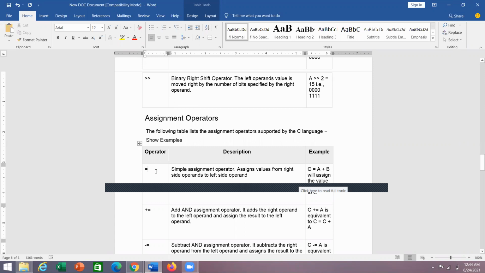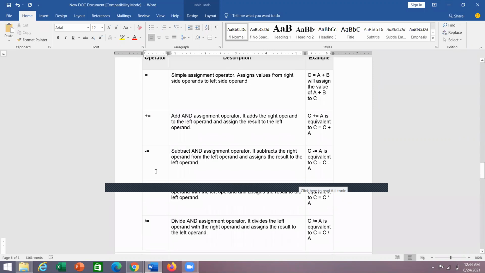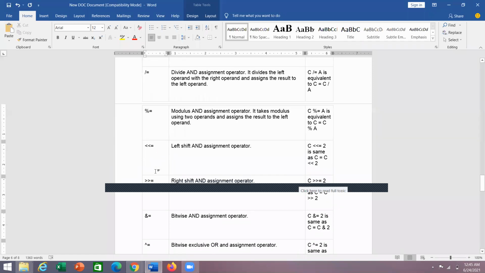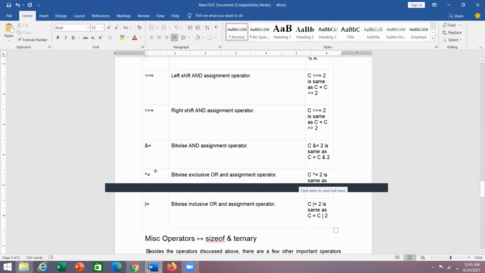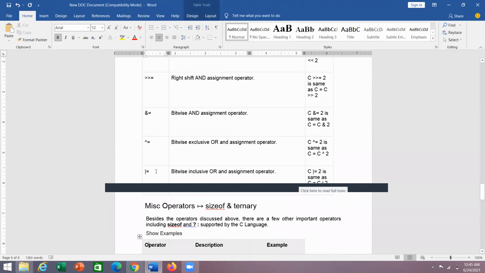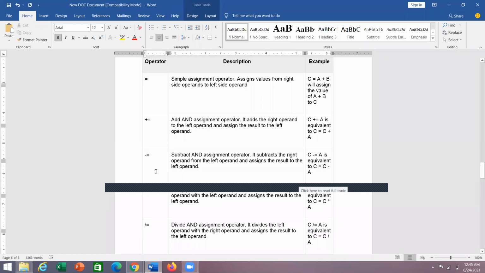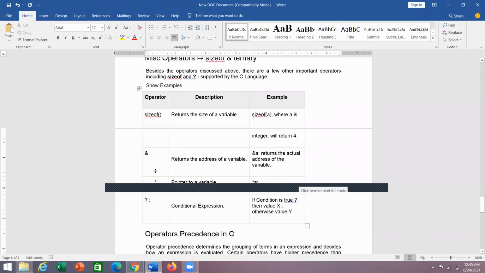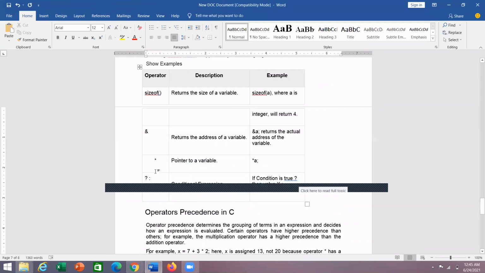Okay. So assignment equal symbol, and plus equals to, minus equal to, multiply equal to, division equal to, modulus equals to, left shift and right shift equals to, and equals to, not equals to. These are the assignment operators. Okay, tomorrow we will discuss the assignment operators and MISC operators.